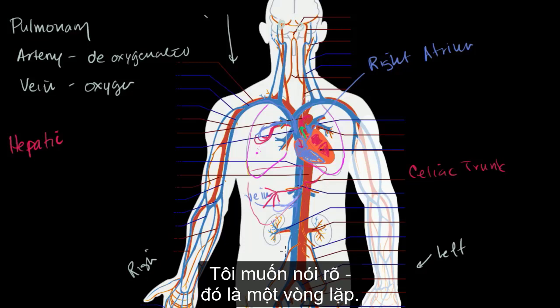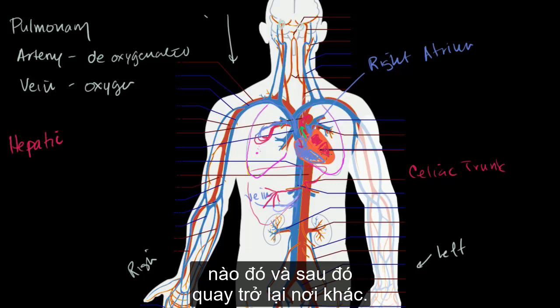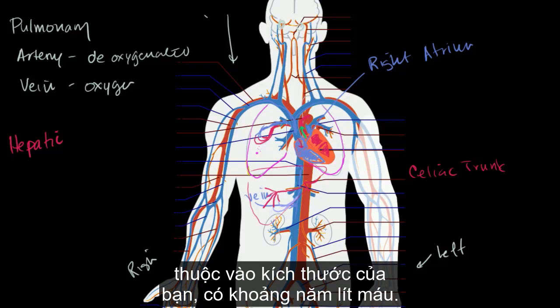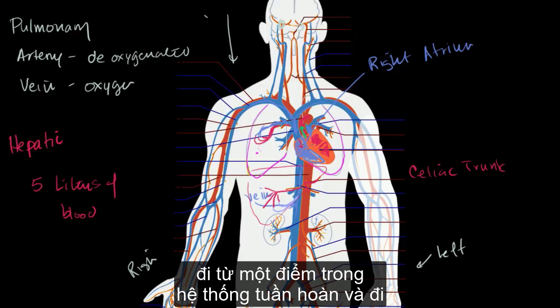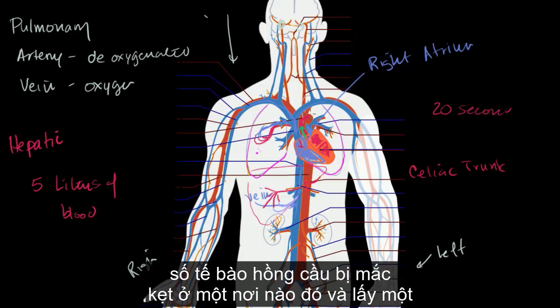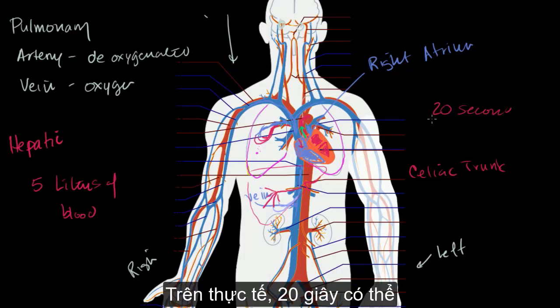I want to make it clear. It's a loop. It's a big loop. The blood doesn't just flow out someplace and then come back someplace else. This is just one big loop. And if you want to know, at any given point in time, depending on your size, there's about 5 liters of blood. And I looked it up. On average, it takes the average red blood cell 20 seconds to go from one point in the circulatory system, go through the whole system, and come back. But that's an average, because you can imagine there might be some red blood cells that get stuck someplace and take a little bit more time, and some go through the completely perfect route. Actually, the 20 seconds might be closer to the perfect route. I've never timed it myself.